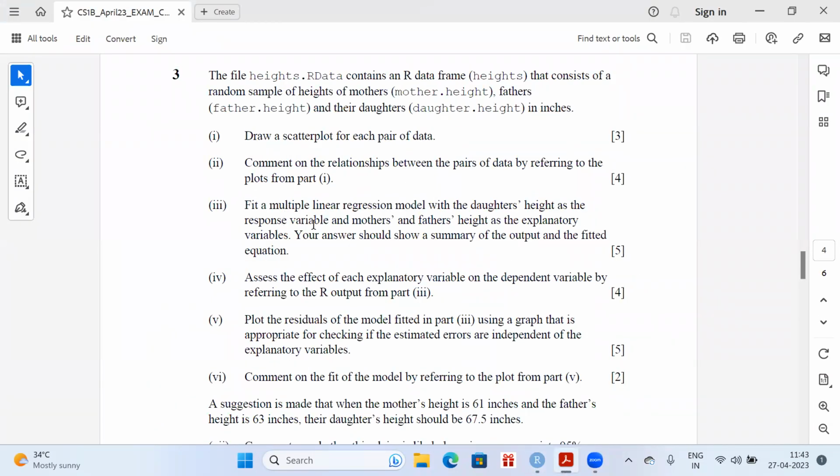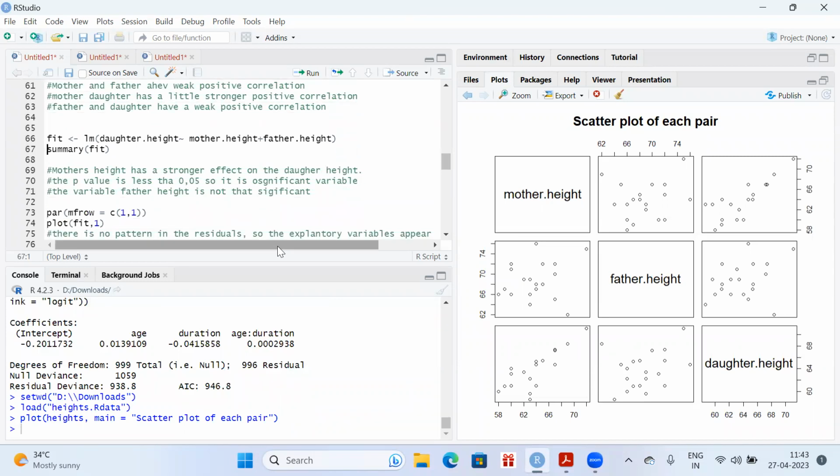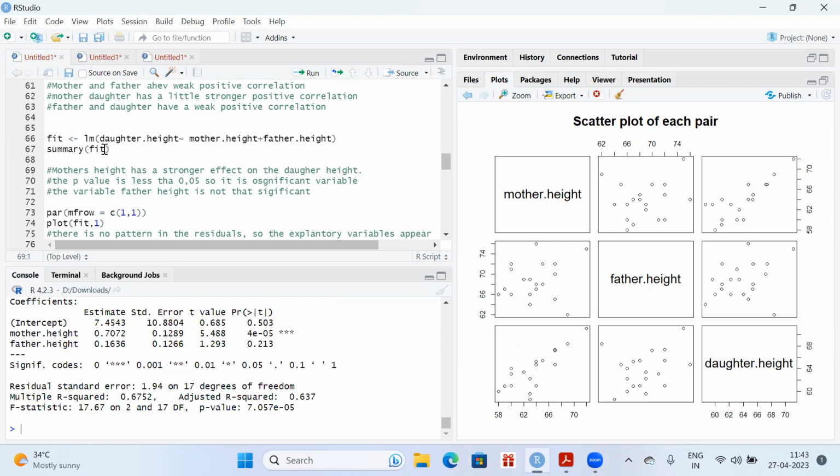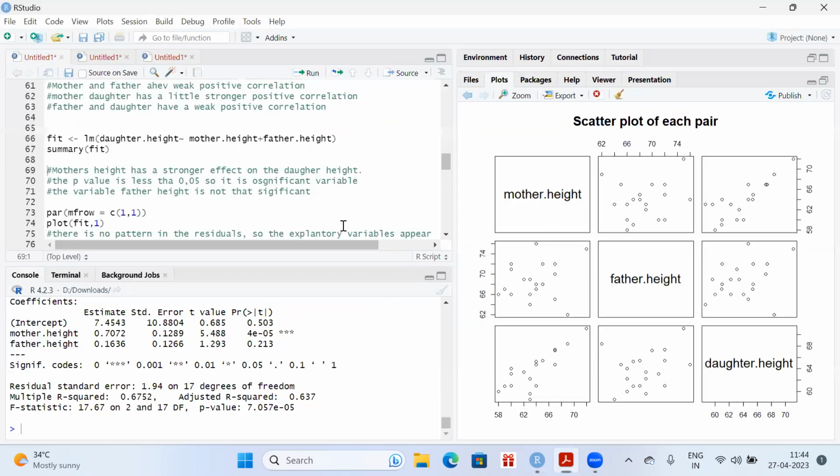Comment on the relationships you've found. Fit a multiple linear regression model with daughter's height as the response variable and mother and father as explanatory variables. So again, I've just fitted lm of daughter on mother height plus father height. Once you do this, you get the summary of the fit because you've been told to show the summary. And the answer shows a summary of the output and the fitted equation. So you can write the fitted equation. The fitted equation will be 7.45 plus 0.70x plus 0.1x1 plus 0.16x2. This you need to write.